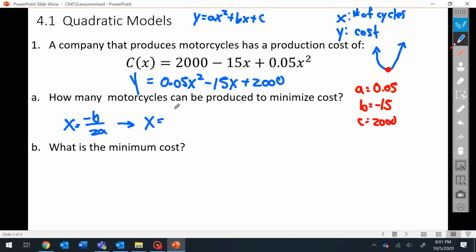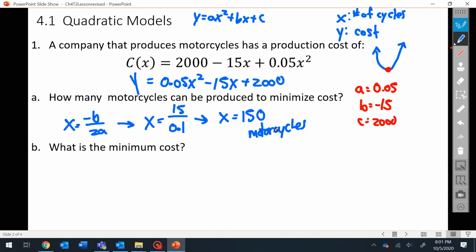Alright, so our negative b on top would be positive 15, since b is negative. On the bottom is 2a, and a is 0.05, so that's going to be 0.1. This evaluates to 150. So how many motorcycles can be produced to minimize cost? Well, the minimum cost is going to come when they make 150 motorcycles.